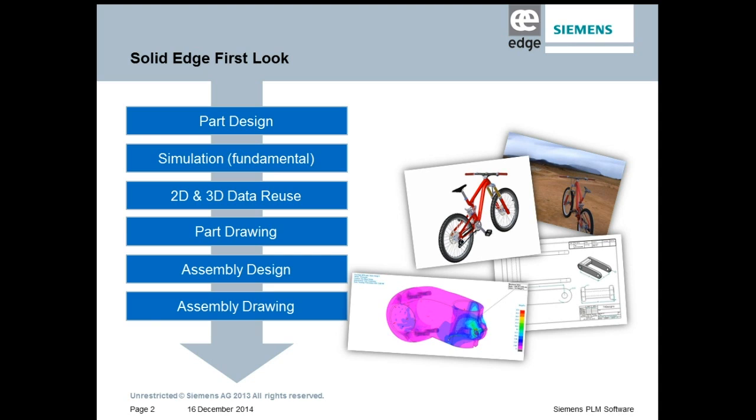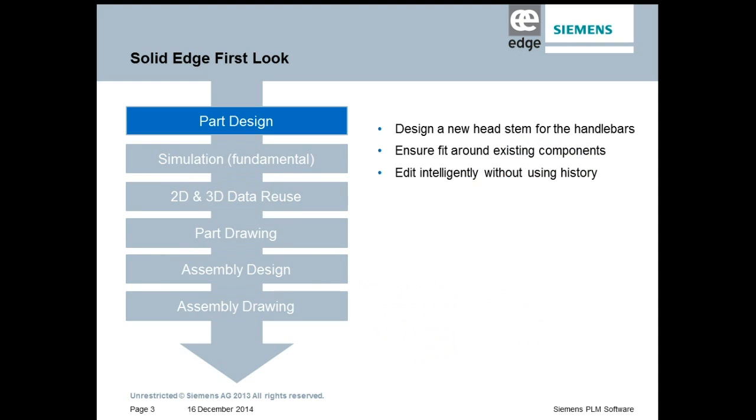Now, if you have a close look at some of the pictures there, you'll notice that the main head stem is actually missing a part, and we're also missing some of the components in the suspension linkage and some bolts as well. So we'll be going through part design, simulation, 2D and 3D data reuse, drawing of parts and assemblies, and also assembly design. So these are some of the things that we'll show you over the next short time.